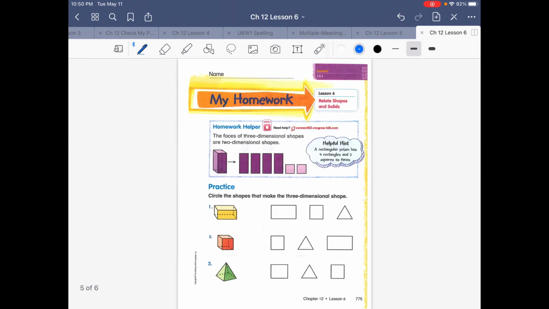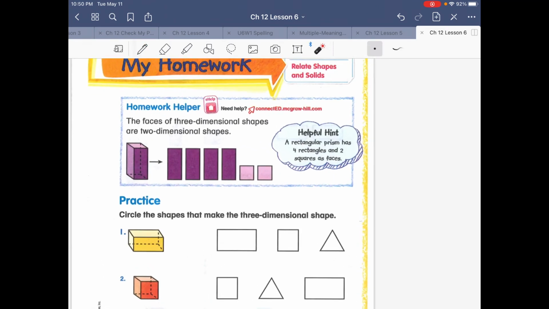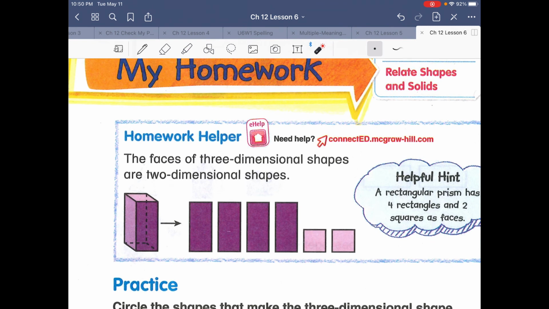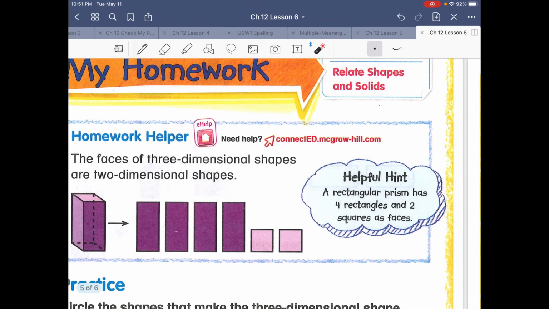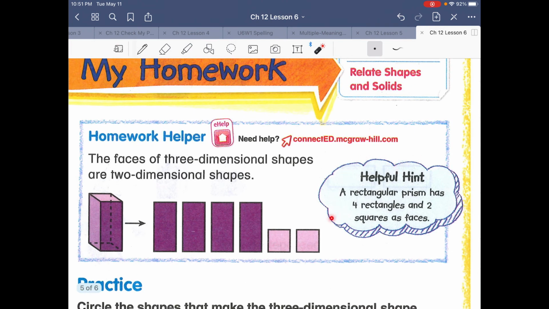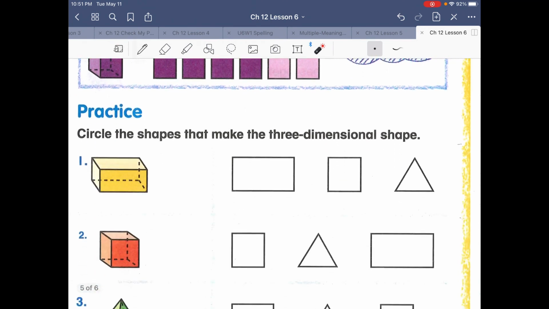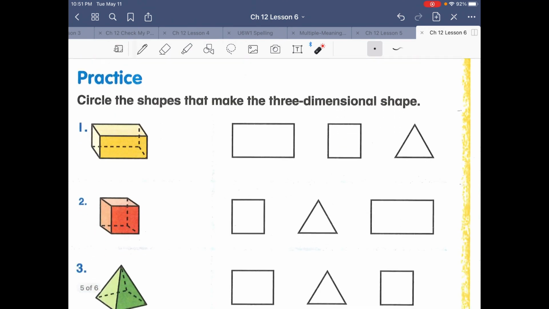On your homework pages, if you listen carefully, look at your faces that make up this rectangular prism. You have 1, 2, 3, 4 rectangles, your front, back, left side, and right side. And then you have 1, 2 squares. Your top and your bottom make up your squares. So your helpful hint there, read that over. And then your turn. You're going to circle the shapes.